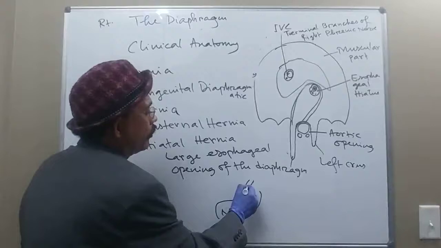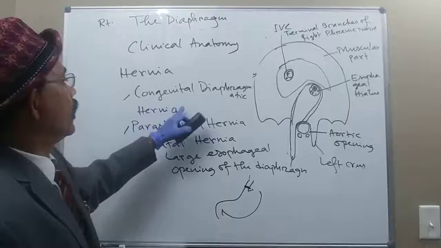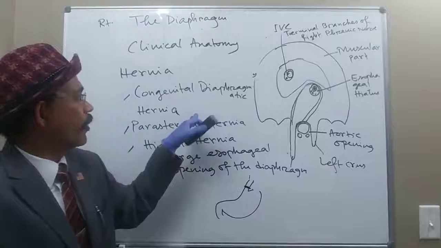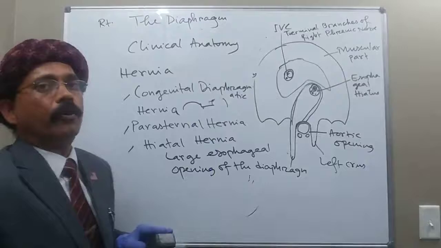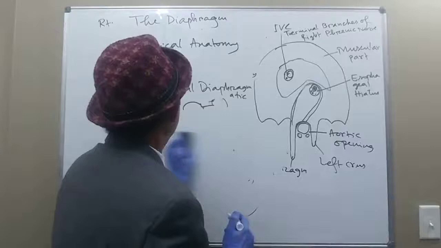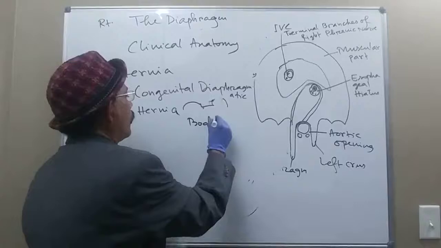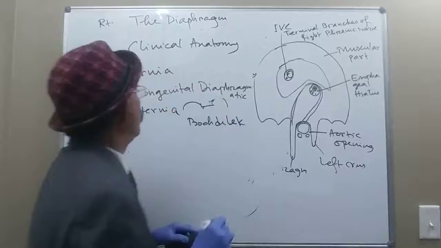That may happen. Congenital diaphragmatic hernia, another name, goes through a foramen. Suppose this is the foramen here, there may be a gap here, and it is called the foramen of Bochdalek. Okay, this is a congenital diaphragmatic hernia.